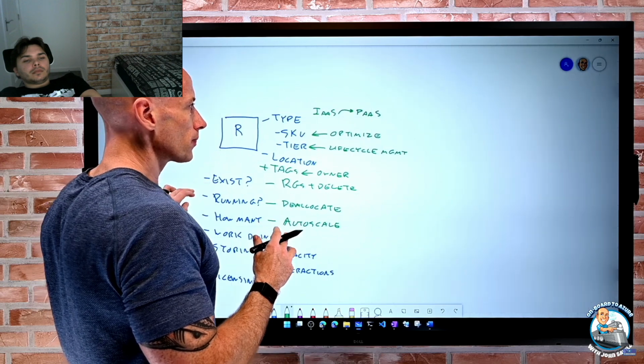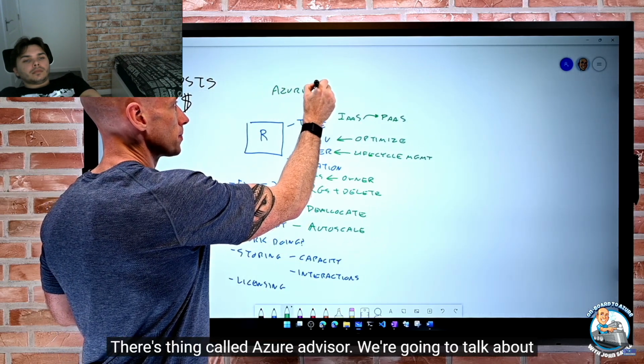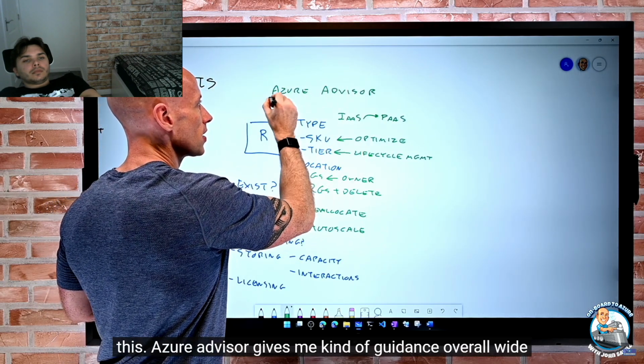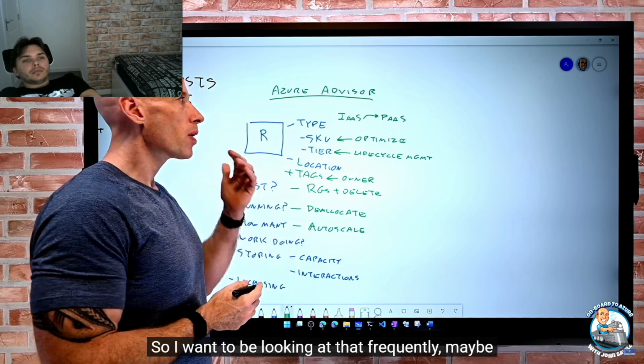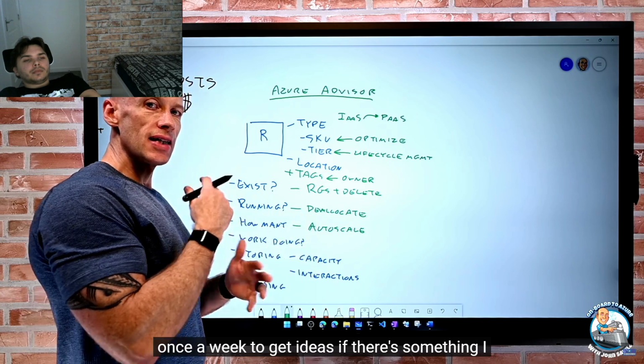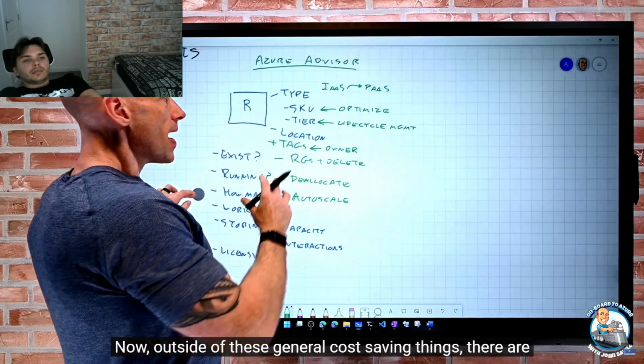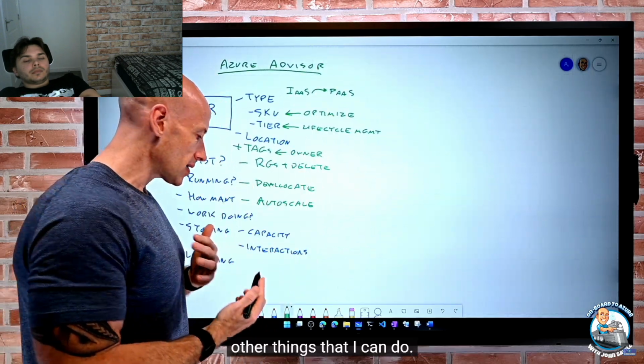And in general, there's a thing called Azure Advisor. We're going to talk about this. Azure Advisor gives me guidance over a wide range of areas, but it gives me recommendations about cost. So I want to be looking at that frequently, maybe once a week, to get ideas if there's something I could be doing. Now, outside of these general cost-saving things, there are other things that I can do.